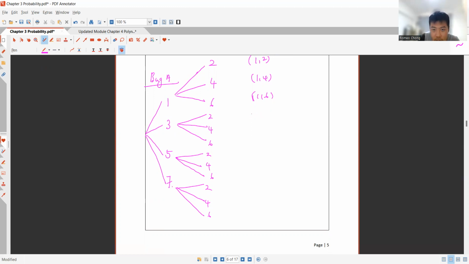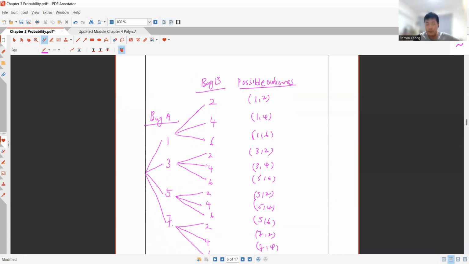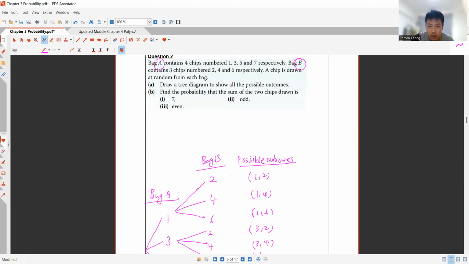Okay, the next one is 3, 2, 3, 4, and also 3, 6. Then after that, 5, 2, 5, 4, and also 5, 6. Then 7, 2, 7, 4, and 7, 6. So these are the possible outcomes. Of course, in the test, in the exam, you have to draw it nicely, okay? You cannot just draw like what I'm doing now. It's quite messy, yeah?